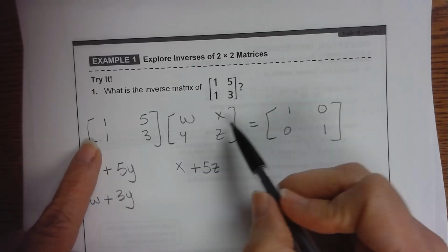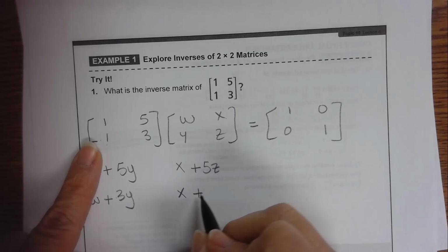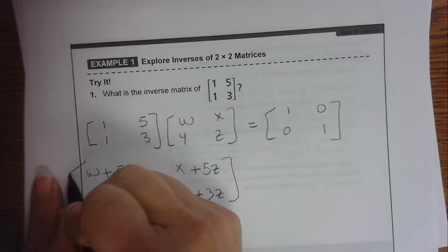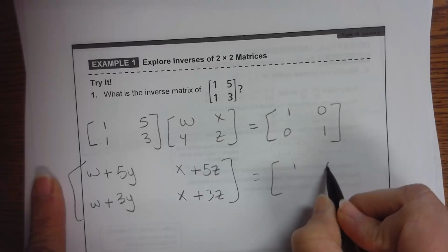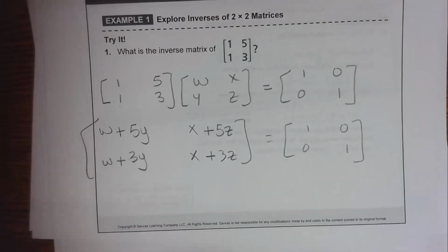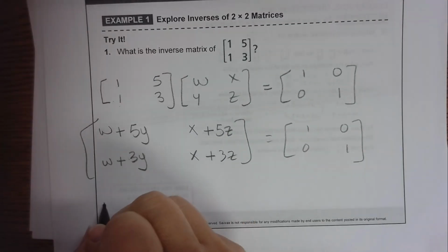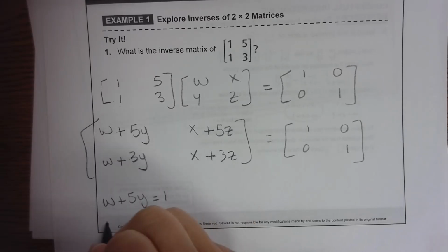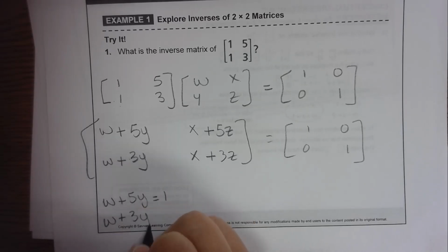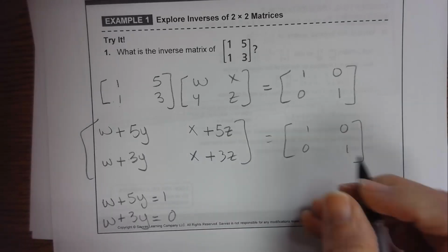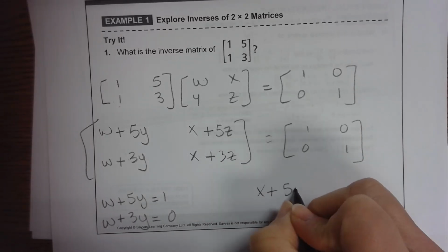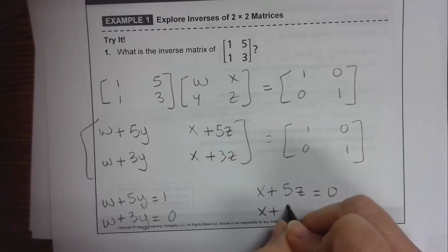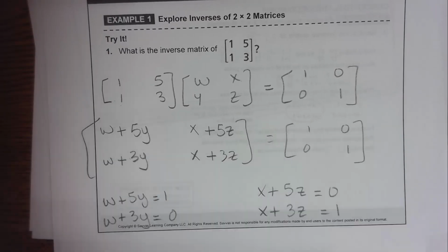And we have 1 times X plus 3 times Z. That's the product matrix, and that should equal 1, 0, 0, 1. Okay, so then let's set up the system. So we got W plus 5Y equals 1, and we have W plus 3Y equals 0. And I have X plus 5Z equals 0, and then X plus 3Z equals 1.